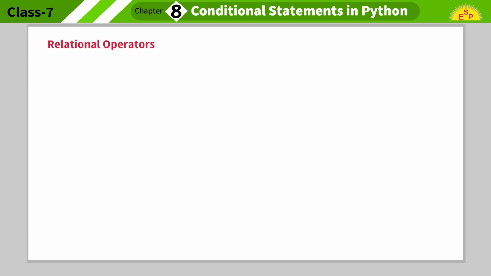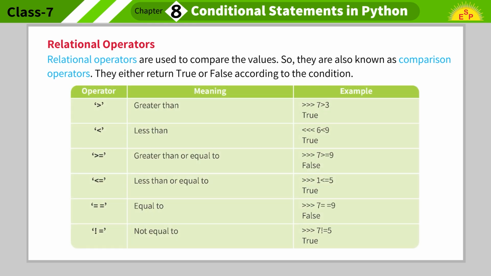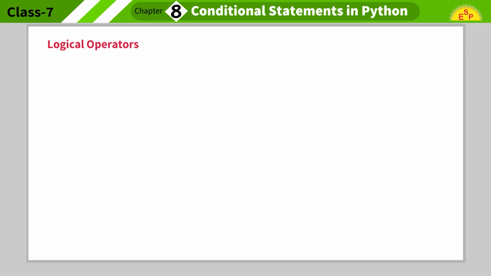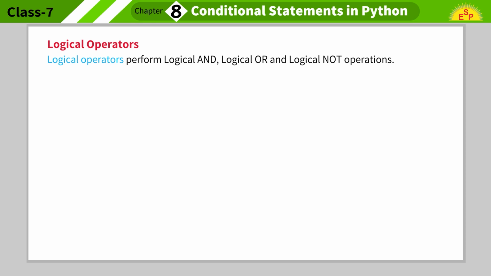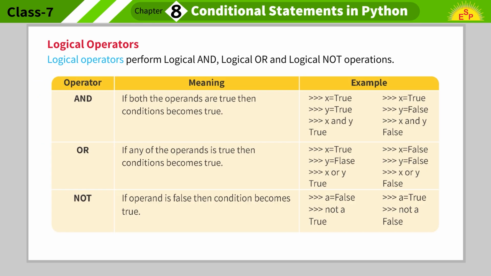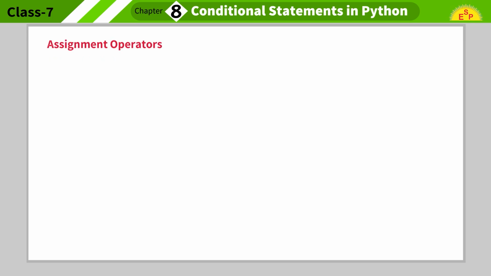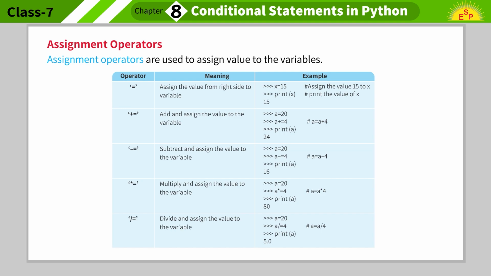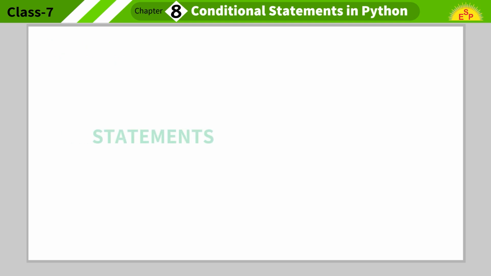Relational operators. Relational operators are used to compare the values. So, they are also known as comparison operators. They either return true or false according to the condition. Logical operators. Logical operators perform logical and, logical or and logical not operations. Assignment operators. Assignment operators are used to assign value to the variables.